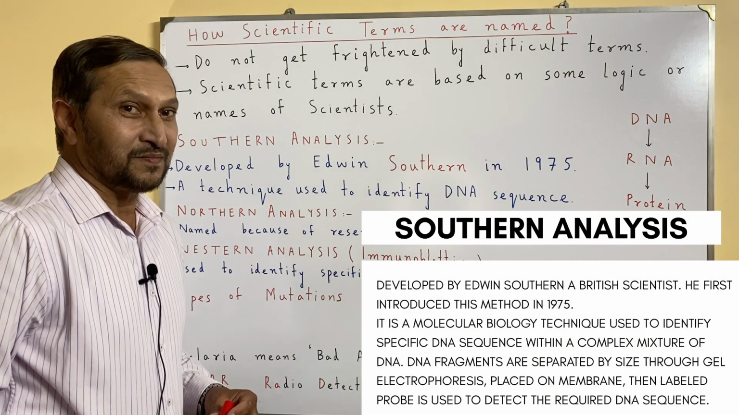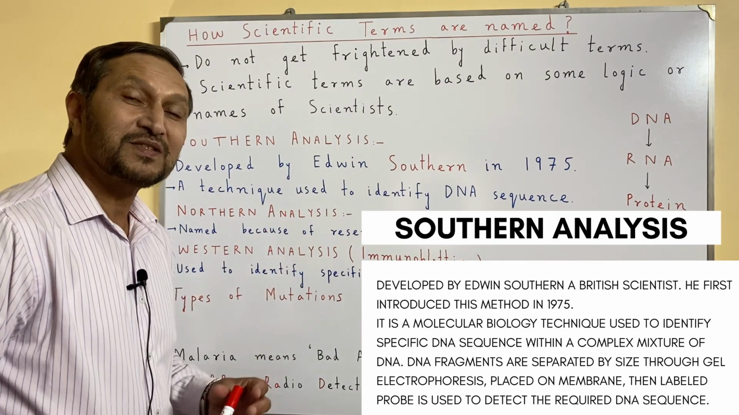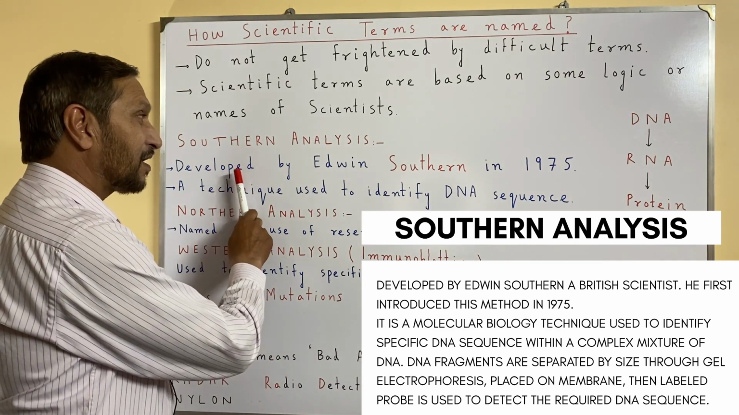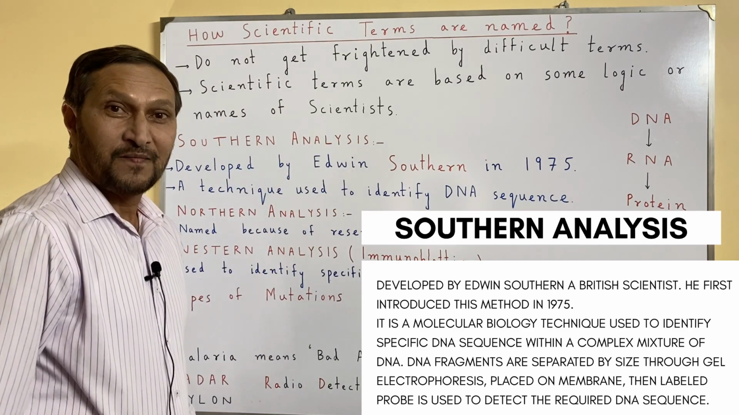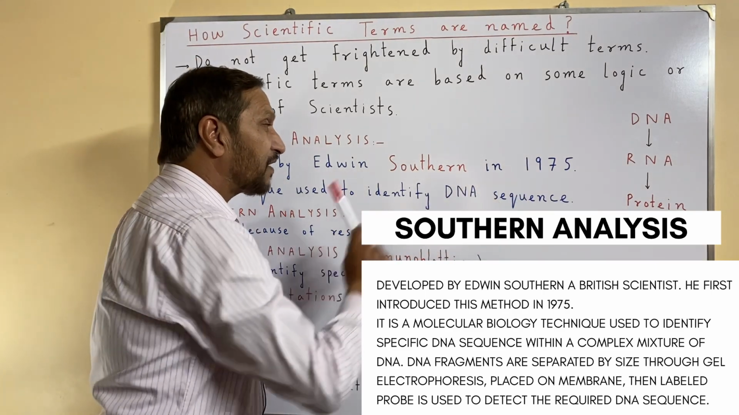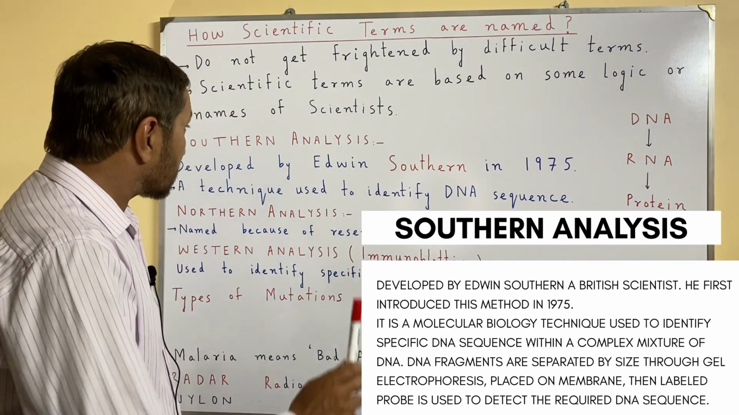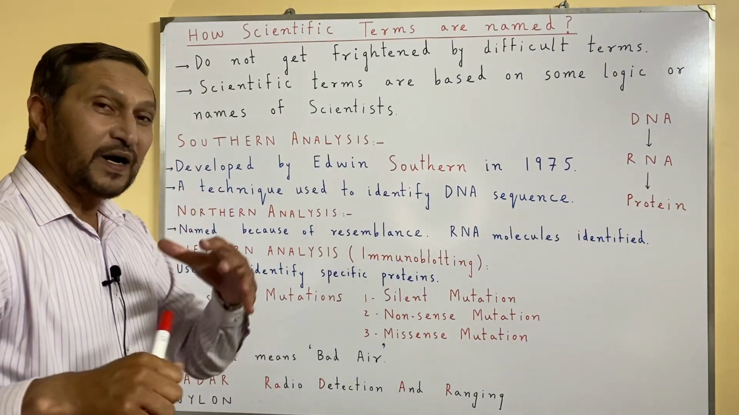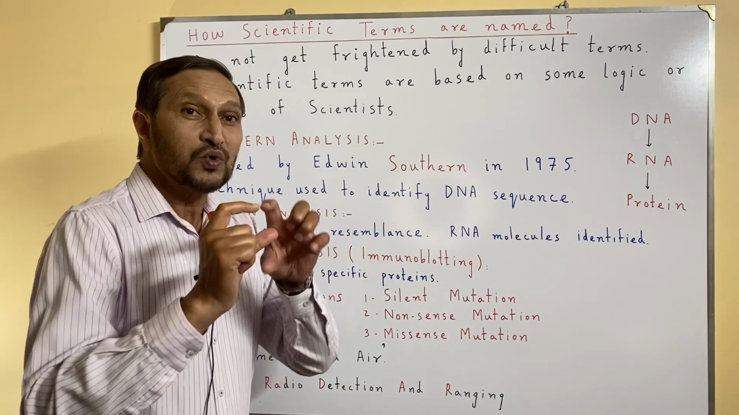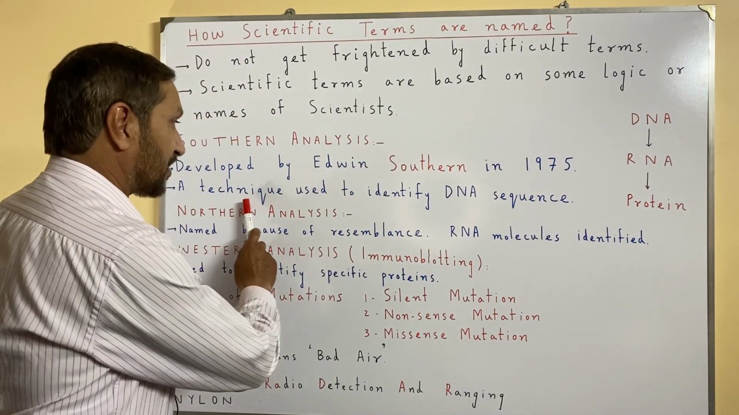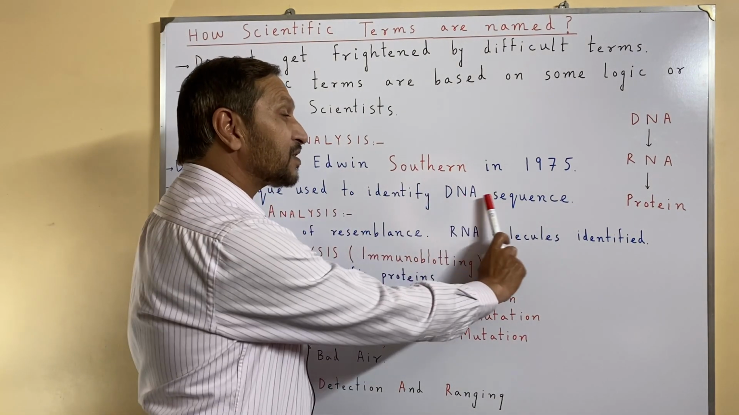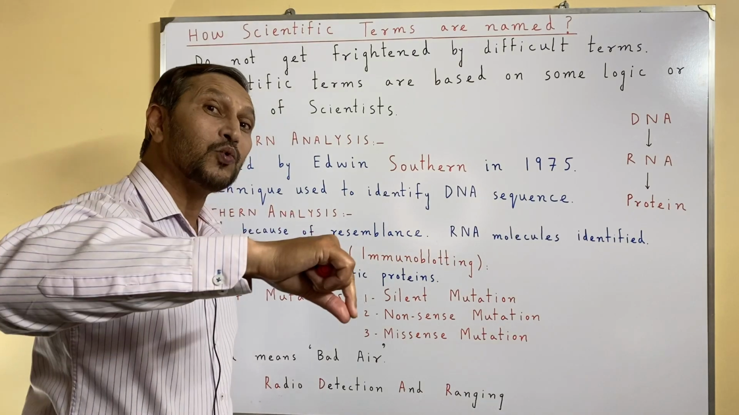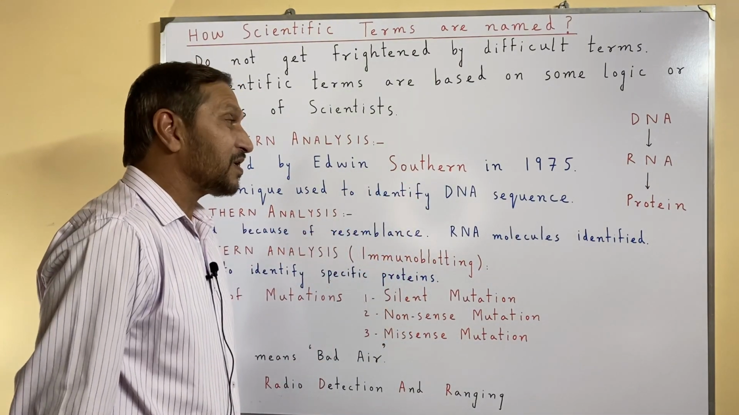Southern analysis is a term, and as I said, many scientific terms are named after scientists. Southern analysis was developed by Edwin Southern. In 1975, Edwin Southern, a researcher, first introduced a technique used to identify the sequences of DNA. That's why it was named Southern analysis, after the scientist who introduced it, Edwin Southern.